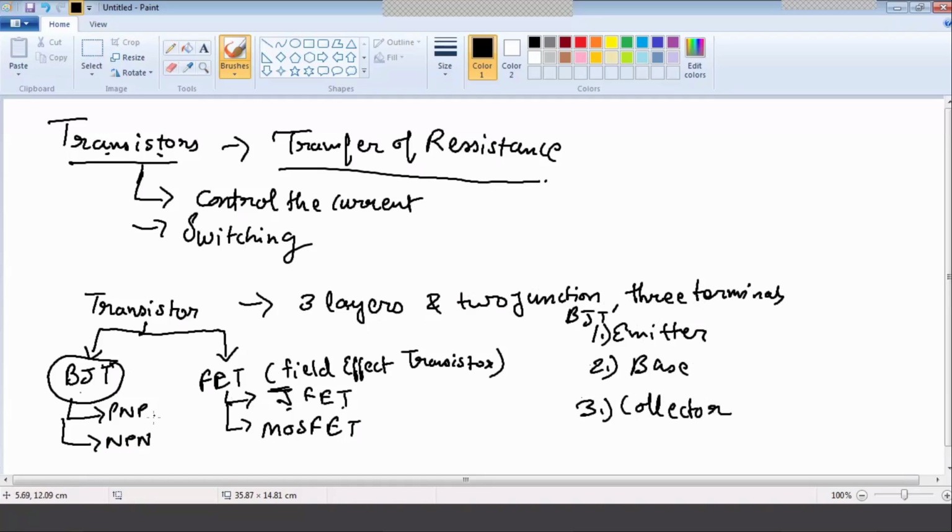So we have two types of transistor in BJT, PNP and NPN. So construction of transistor will be like this. In PNP, we will have two layers of P and one layer of N, P, N, P. So this is emitter, P type, base is N type, collector is P type, right?